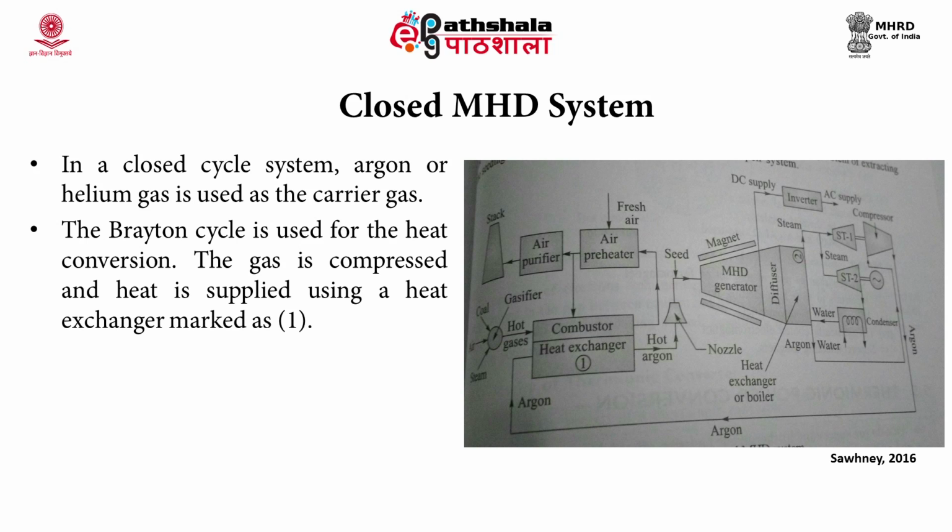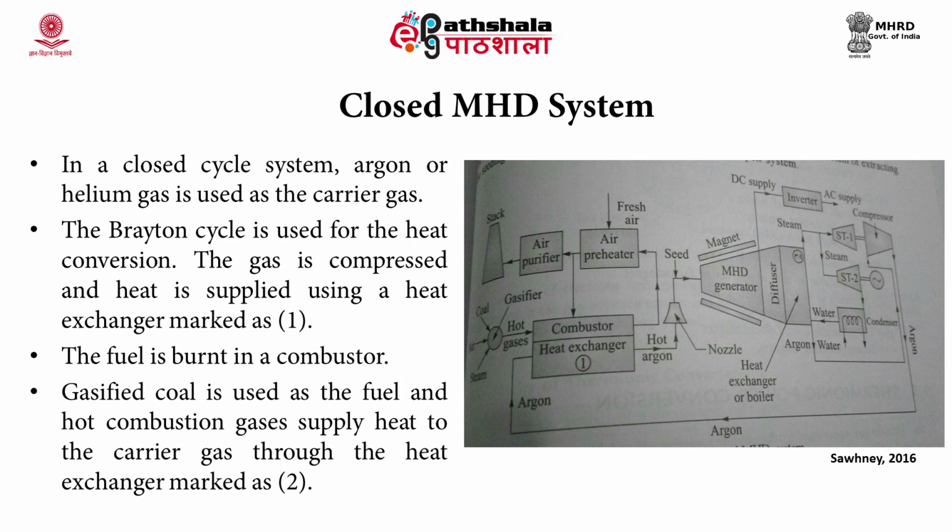The gas is compressed and heat is supplied using a heat exchanger, which is marked as 1 in the figure. The fuel is burned in a combustor. Gasified coal is used as the fuel, and hot combustion gases supply heat to the carrier gas through the heat exchanger marked as number 2 in the figure.